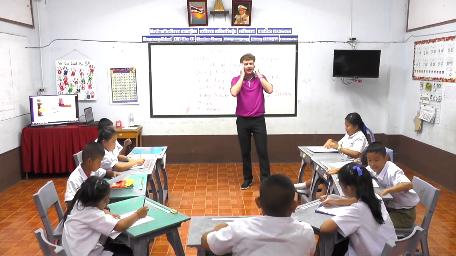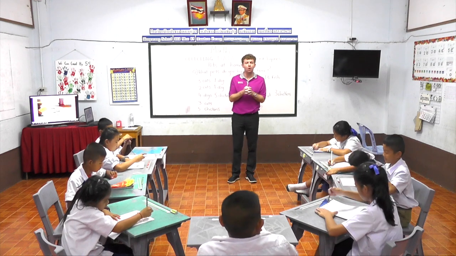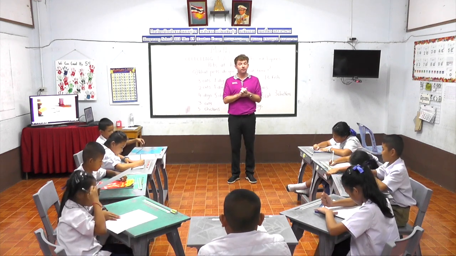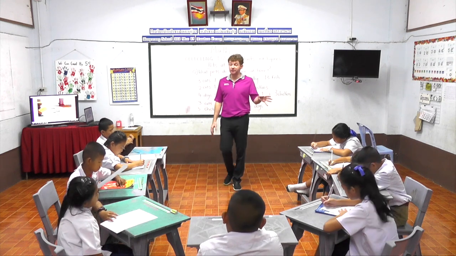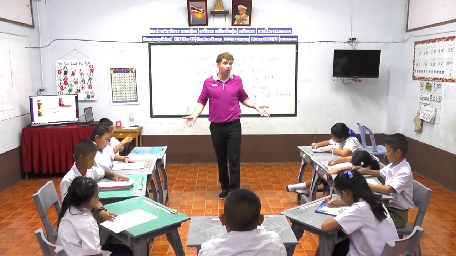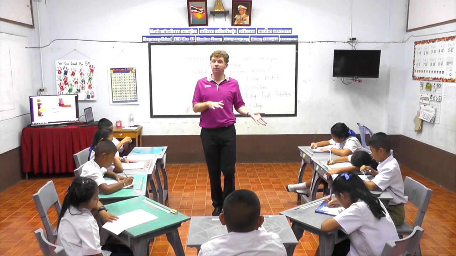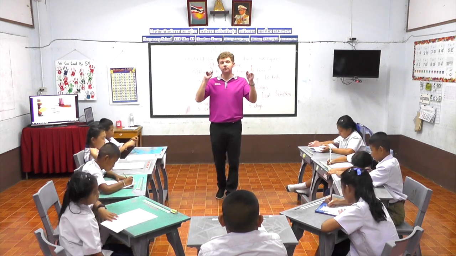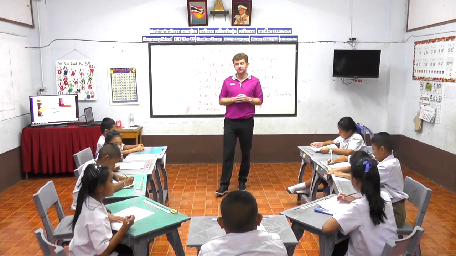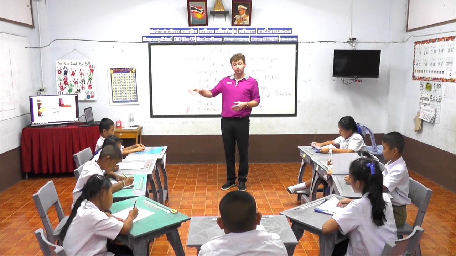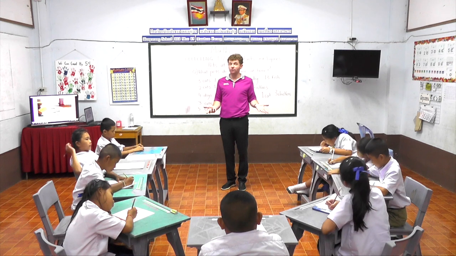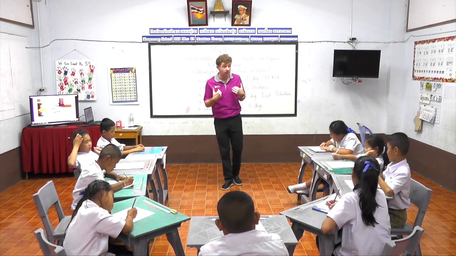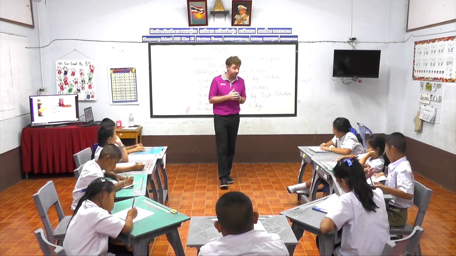So have a think, guys. What data would you like to know about your friends? Pets at home? Favorite color? Favorite food? Favorite sports team? Favorite sport? Think about what question you want to ask your friends. Then in the left-hand column, write the question and pick five friends who you want to ask. And you can ask teacher too. If you want to ask me, you can ask me.